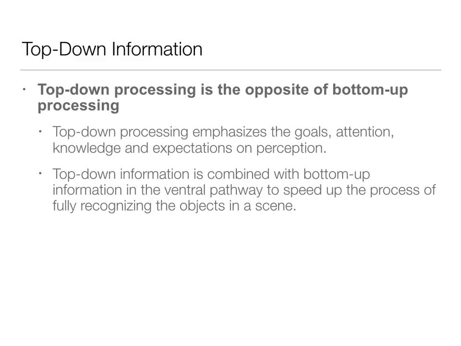Top-down information is really combined with bottom-up information in the ventral pathway, and it really speeds up the process of recognizing these objects in a scene. So the bottom-up information is coming in, the top-down information combines with it to say, hey, we can help. We can speed this process up. We can make this more effective based on our previous expectations, based on our knowledge. Now, top-down processing can get in the way too. On the last slide, it was helpful.